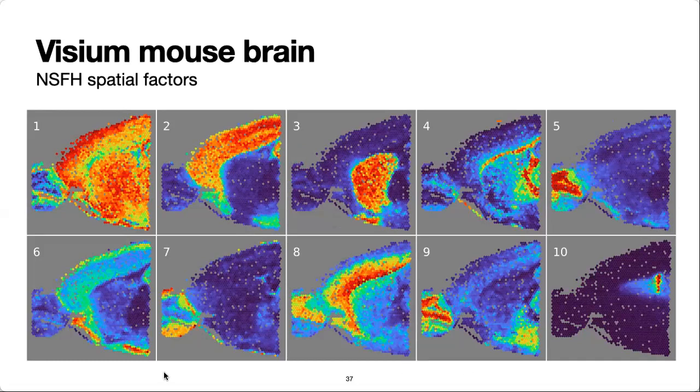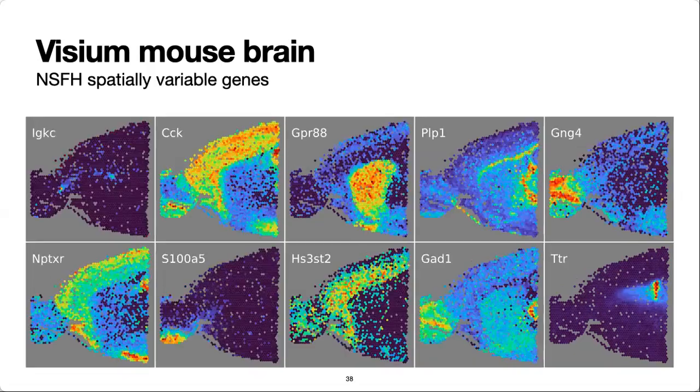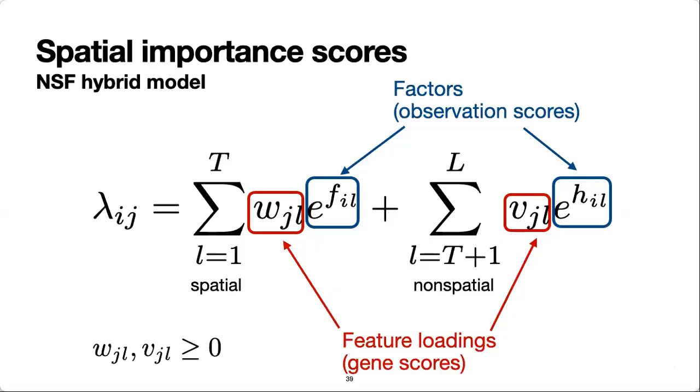Of course, it's not guaranteed that every spatial factor will exactly match to a single tissue layer. This is an exploratory tool. Of course, you're going to have to do additional validations, but it's meant to suggest ideas and suggest hypotheses that could be followed up with more fine-tuned approaches. I think I'll skip over this in the interest of time.